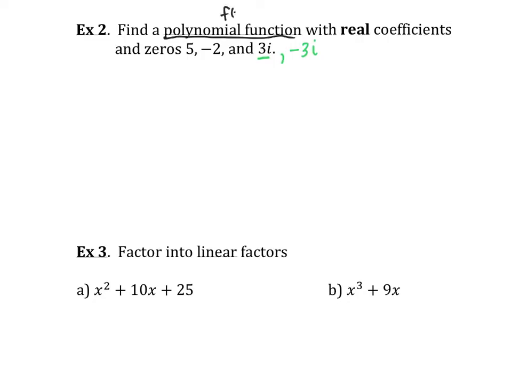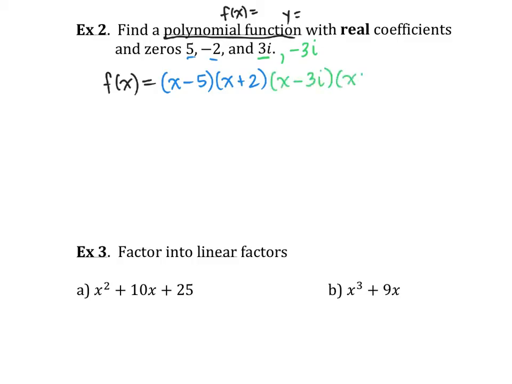So you could say f of x equals, g of x equals, y equals, but it should be an equation because it is a function. I'm going to do f of x equals. Okay, the first zeros are 5 and negative 2, which means x minus 5 is a factor, x plus 2 is a factor. Okay, and then I have 3i and negative 3i are also zeros.